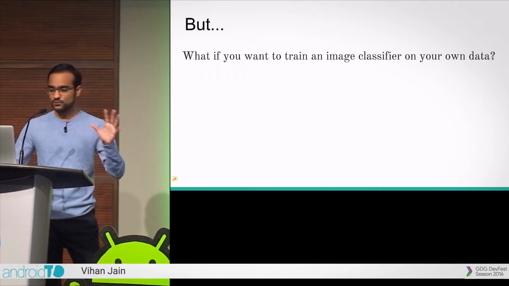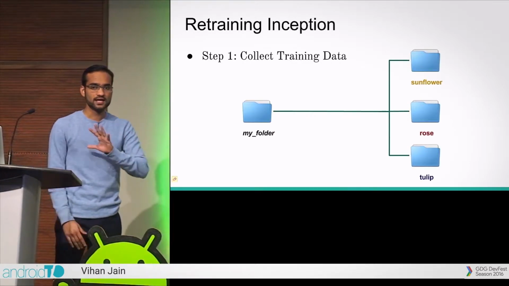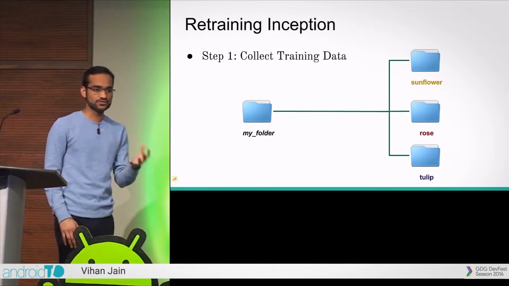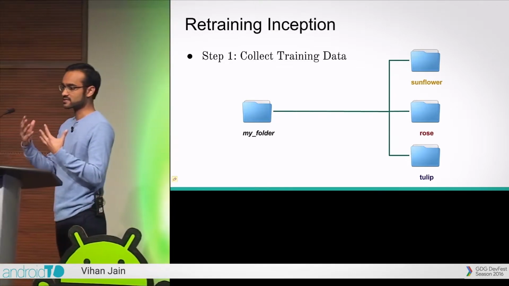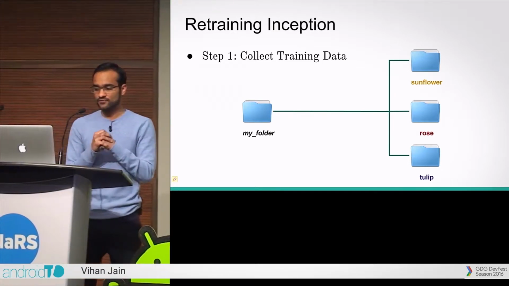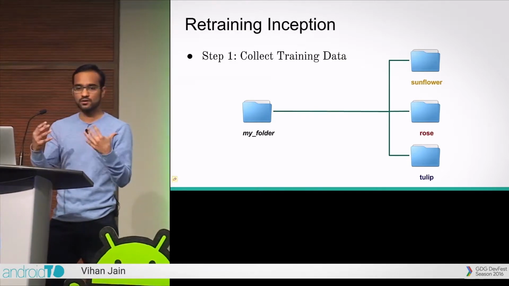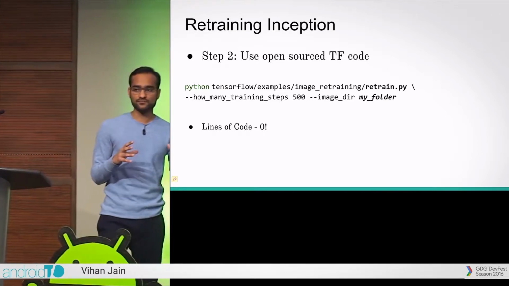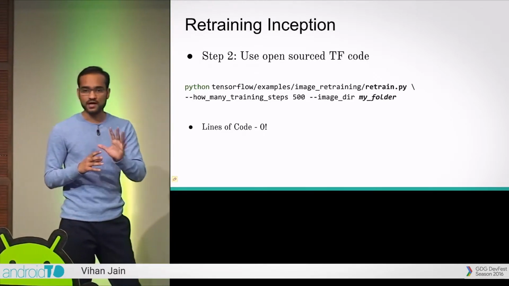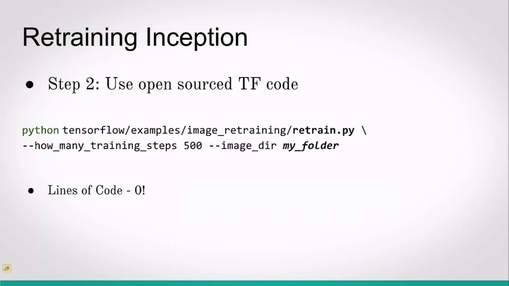And it's a really simple process. The demo that I'm going to show today is a really simple two-step process. All you have to do is first collect your training data. So in this case, I'm trying to build a classifier that is able to differentiate between sunflower, rose, and tulips. So I have images of sunflowers, roses, and tulips all organized in different subfolders. And then all I have to do is just use the open source TensorFlow code and just point it to my training data and specify how many training steps I need to run it for. And without writing any line of code, I'll have a really powerful image classifier that is able to differentiate between these three kinds of flowers.